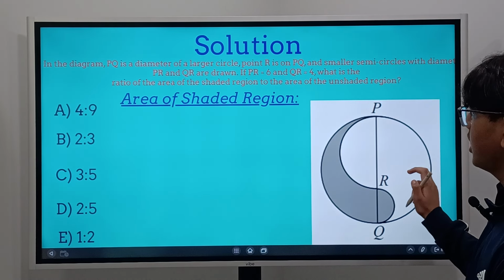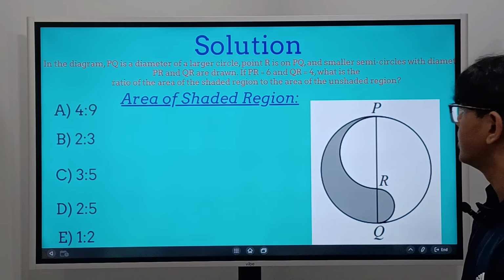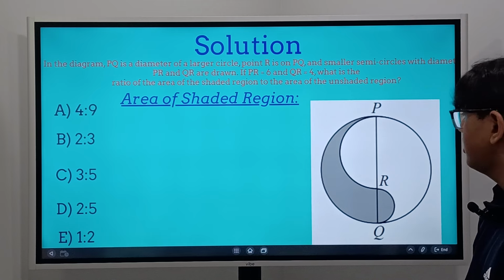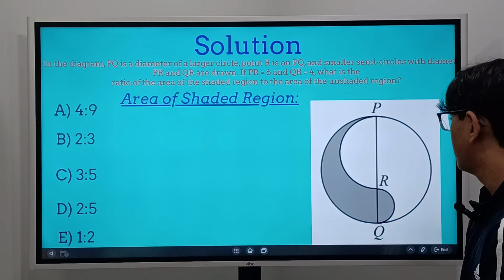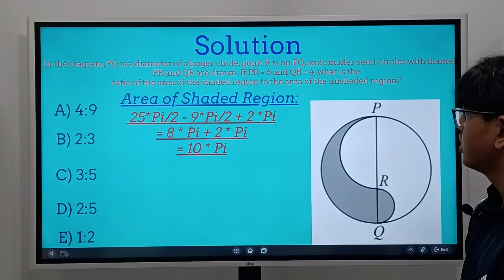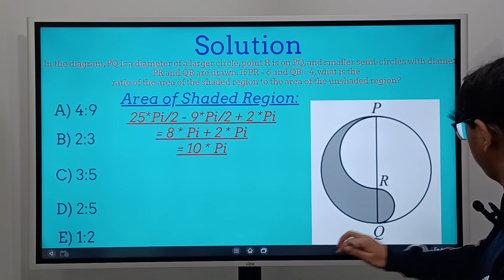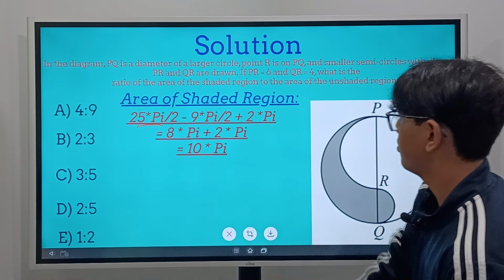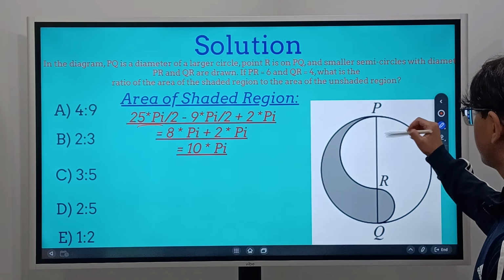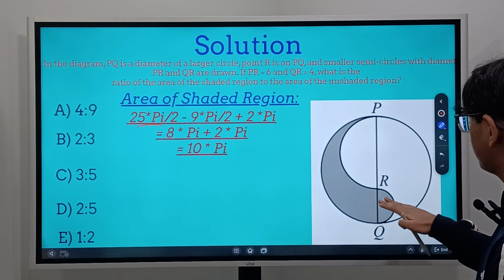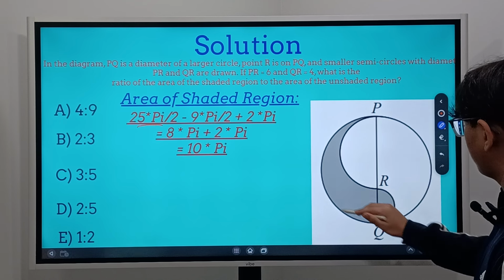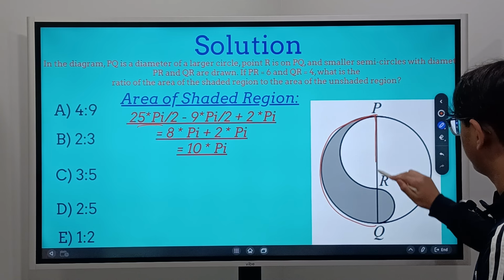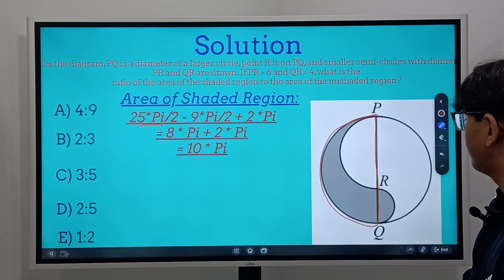Here's the diagram again. Now let's figure out the area of the shaded region. Since we're looking for the ratio between the shaded and the unshaded, first let's look at the shaded region. First of all, we can do 25 pi divided by 2. We get this because we're going to look for just this shaded region. So we first take our whole PQ semicircle, which we already know is equal to 25 pi divided by 2.